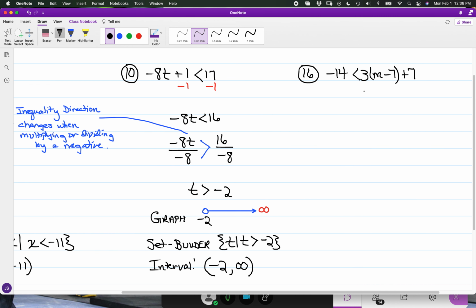And tell you what, we can go ahead and distribute, just take care of the parentheses, and upon doing so, we're going to have 3m minus 21 followed by the addition of 7. So now we got negative 14 is less than 3m. Negative 21 plus 7 is going to be negative 14.